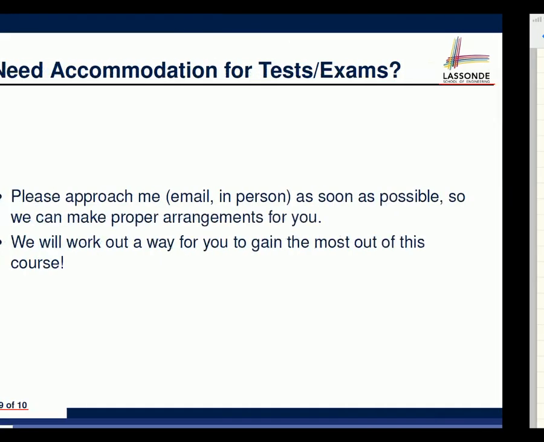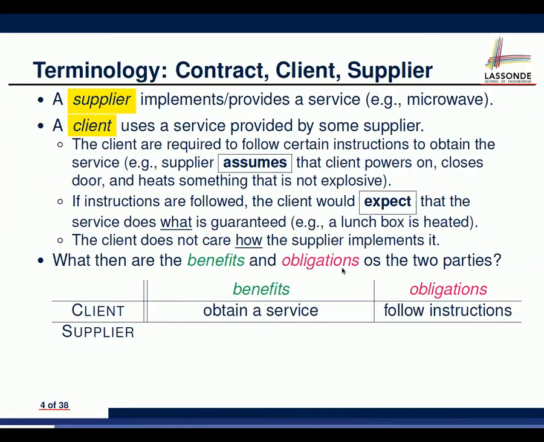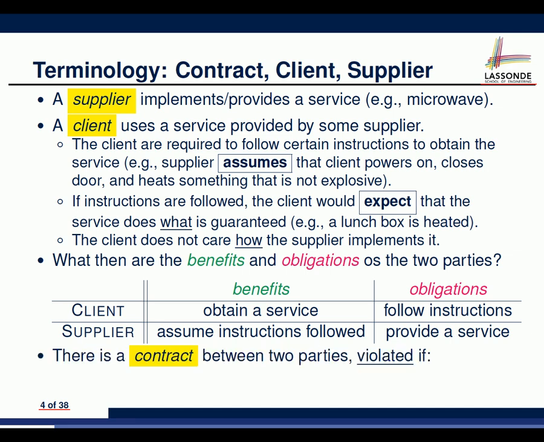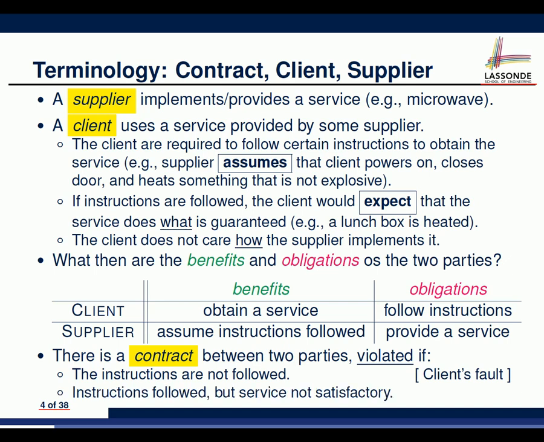Okay, let's go back over here. So for the supplier, the benefit is they can assume they don't have to offer the service unconditionally. The obligation is if the instruction were followed, they have to provide it. Otherwise, the contract is violated. There's always a contract between the supplier and the clients. When the instructions are not followed, we know the client is to be blamed, right? And if the service is not satisfactory, that should be the supplier's fault, right? Any questions so far? Okay, good.